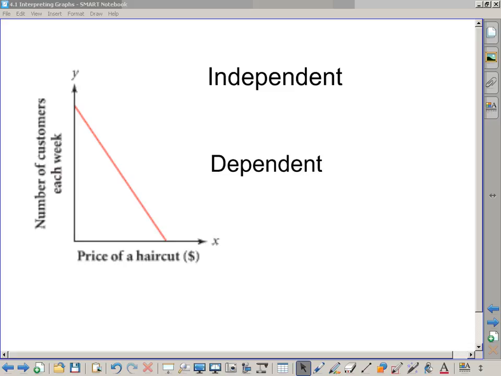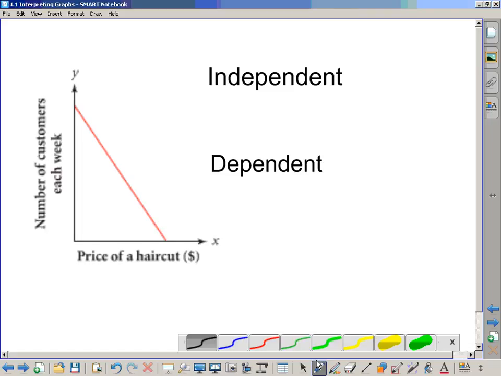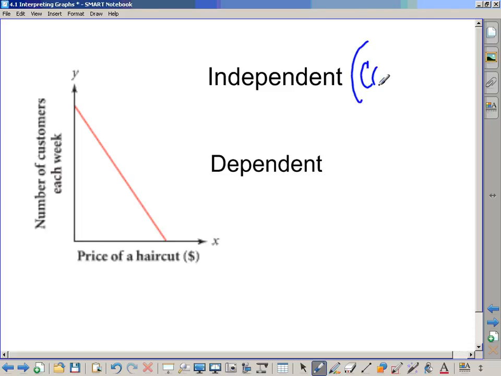Okay, so we're talking about 4.1 and interpreting graphs. On this graph, on the bottom axis, you have the price of a haircut. And on the y-axis, you have the number of customers that they have. So my first question is, which one of these quantities would be the independent or the control? Actually, let's go ahead and write that down next to independent. Another word that we often use is the control variable. Which one of these quantities would be in control? The price or the customers?